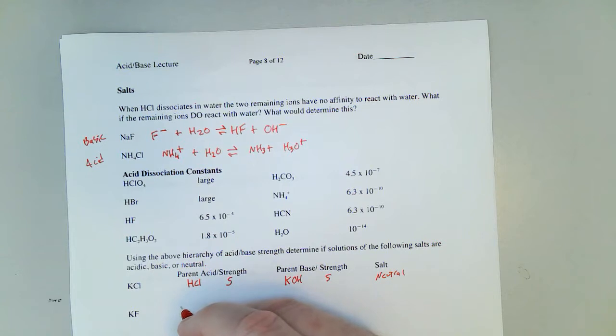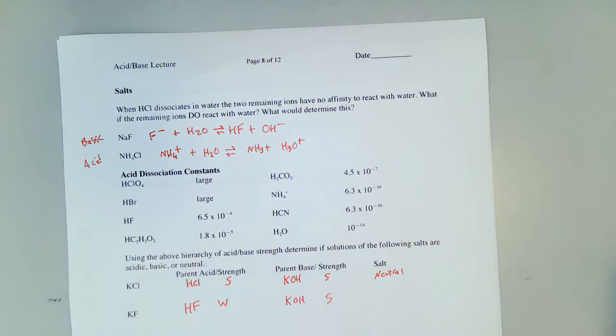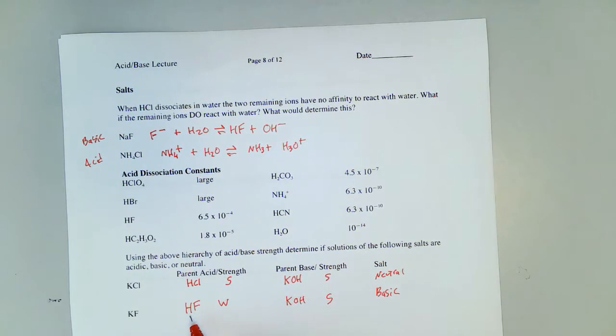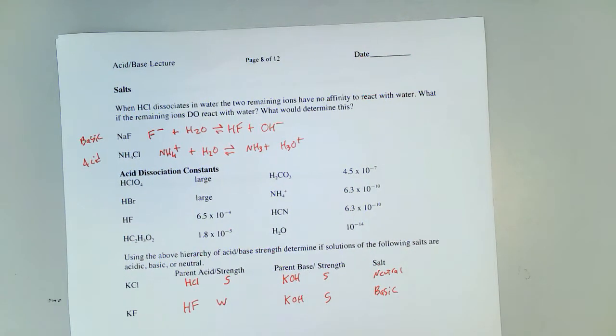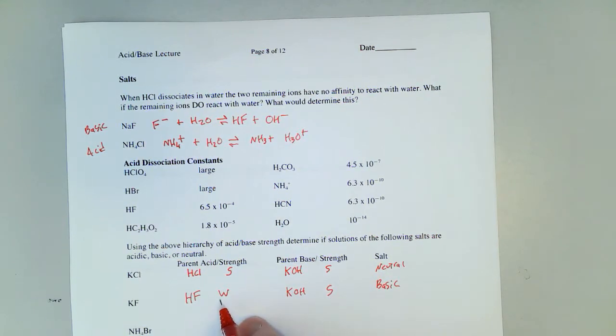Now KF comes from HF and KOH. We know the base is strong, but the acid is weak. That means a solution here would actually be basic, because the conjugate of HF, which is a weak acid, is a somewhat stronger base. But you can shortcut and just realize strong base, weak acid, the strong base wins out.